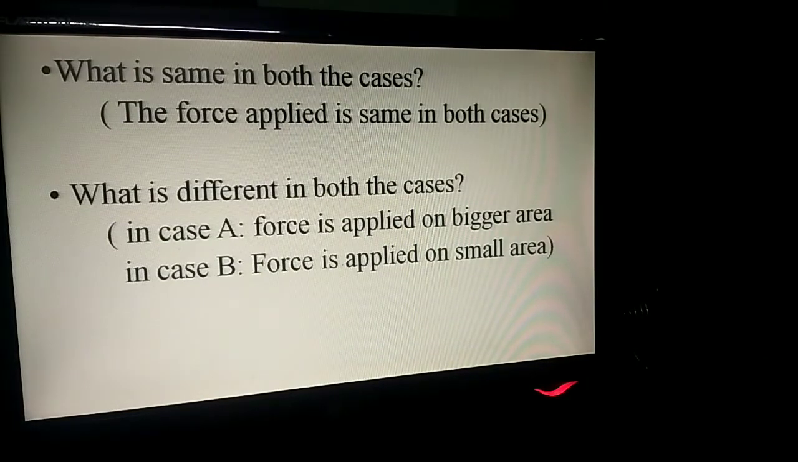Now, what is the same in both cases? The force applied is the same in both cases. What is different in both cases? In case A, force is applied on a bigger area, whereas in case B, force is applied on a smaller area.